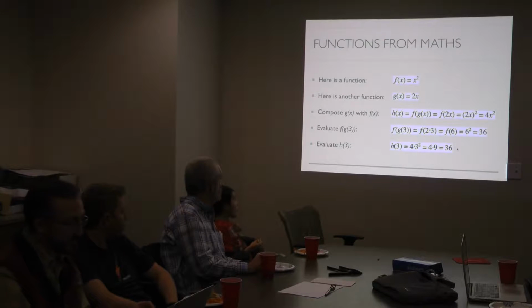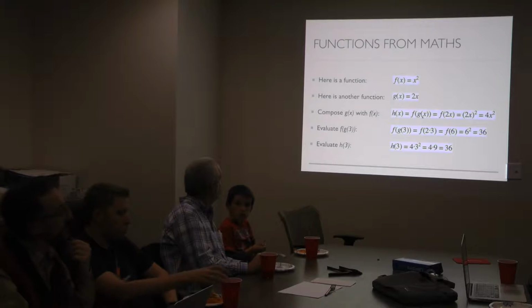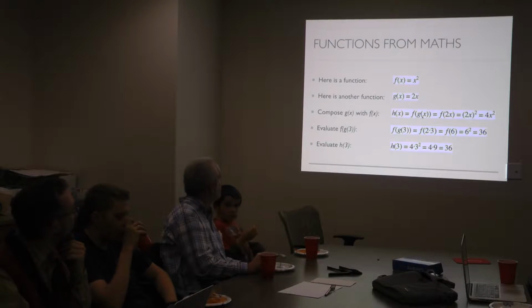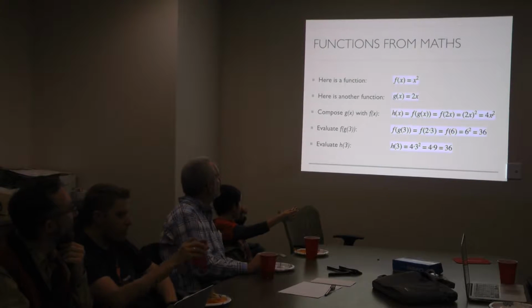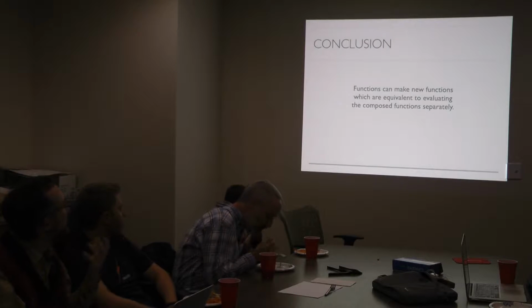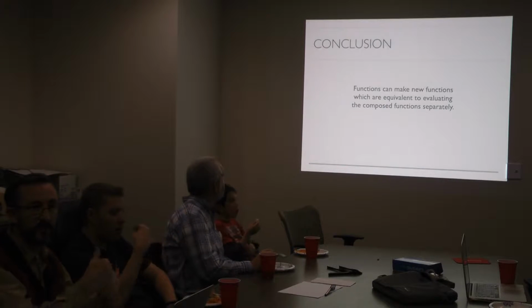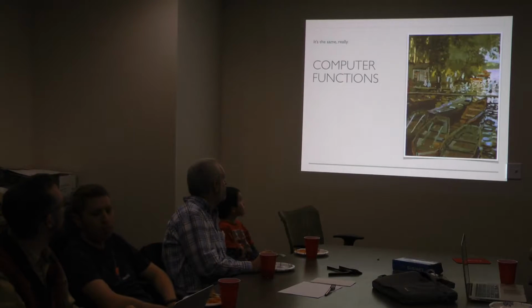What's neat here is that h of x is a function that was defined through another function. We passed in g of x into the first function and got out this second function. So it's a function maker. Functions can be used to make new functions that are equivalent to the composition of the smaller functions that you use to compose them.